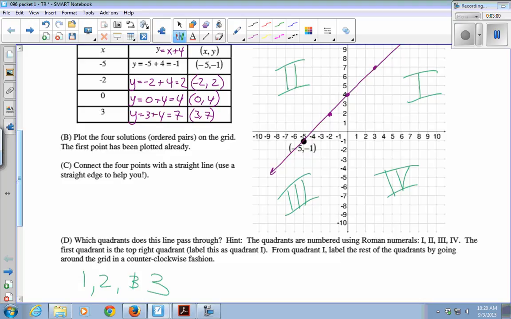Does this seem a little familiar to everybody? Things coming back to you? Graphing? Okay.